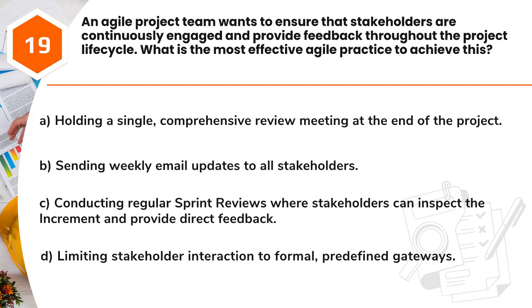Question 19. An Agile project team wants to ensure that stakeholders are continuously engaged and provide feedback throughout the project lifecycle. What is the most effective Agile practice to achieve this? A. Holding a single, comprehensive review meeting at the end of the project. B. Sending weekly email updates to all stakeholders. C. Conducting regular sprint reviews where stakeholders can inspect the increment and provide direct feedback. D. Limiting stakeholder interaction to formal, predefined gateways.